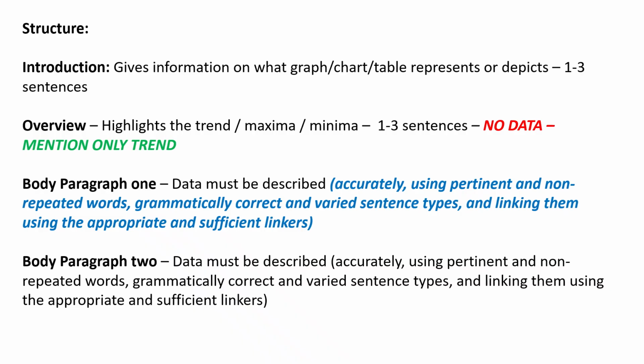And what is overview? Overview basically, wherein again in 1 to 3 sentences, you highlight the trend. You're not supposed to give the data, remember that. You just basically focus more on the trend, whatever trend that you observe from the graph, you mention here. In case of process diagrams, you mention the key steps or the main step or number of steps. In case of maps, you mention the big changes, the main changes, the key changes.